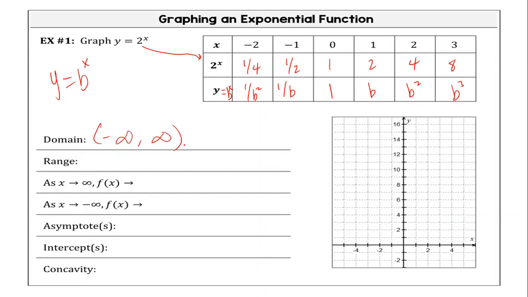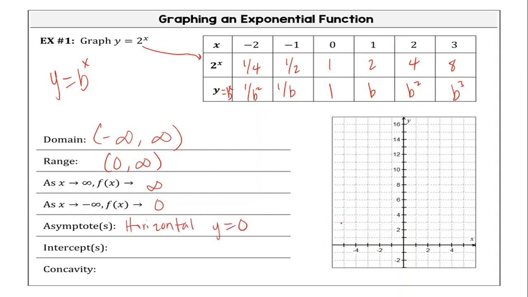positive infinity. Our range is going to be from 0 to positive infinity. So as x goes to infinity, so as x heads towards positive infinity, what are our y values doing? Going to positive infinity. As x heads towards negative infinity, what are our y values doing? Heading towards 0. They're trying to get as small as they possibly can. Okay, and this is because we have an asymptote. What type of asymptote do we have? A horizontal asymptote.